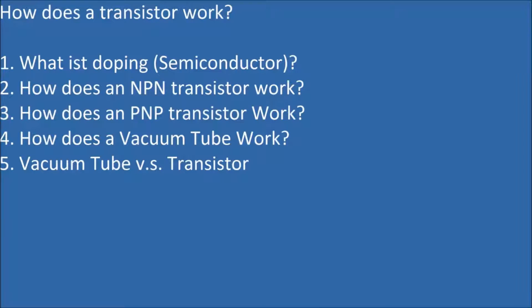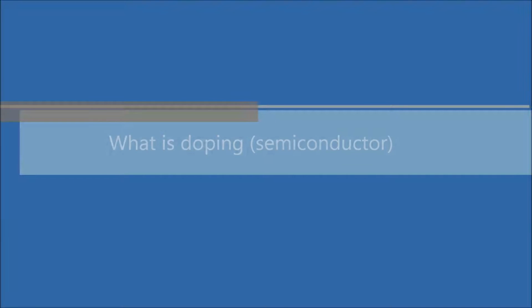Let's start with the index. First, what is doping in the way of a semiconductor? Second, how does a negative, positive, negative transistor work? Third, how does a positive, negative, positive transistor work? Fourth, how does a vacuum tube work? And for the fifth, I'll compare the vacuum tube and the transistor. So let's start with what is doping.